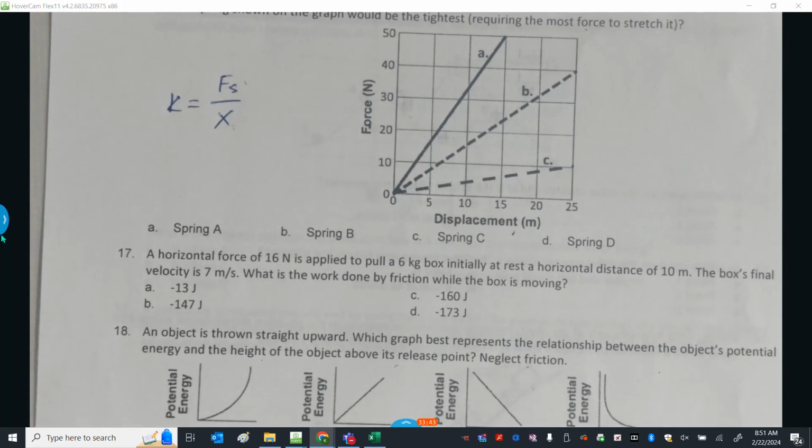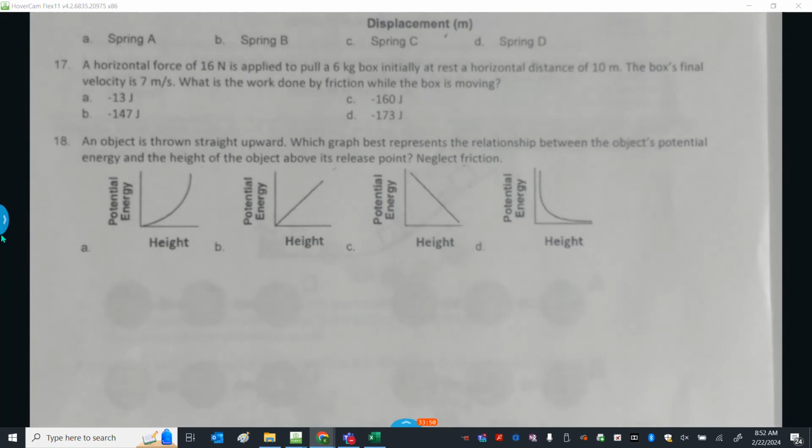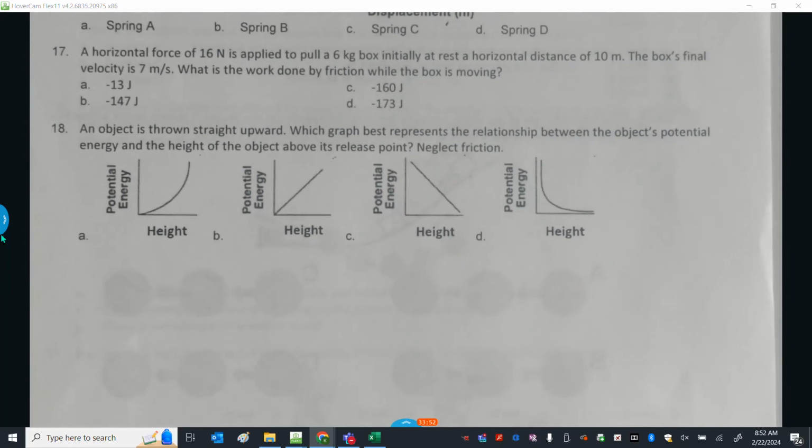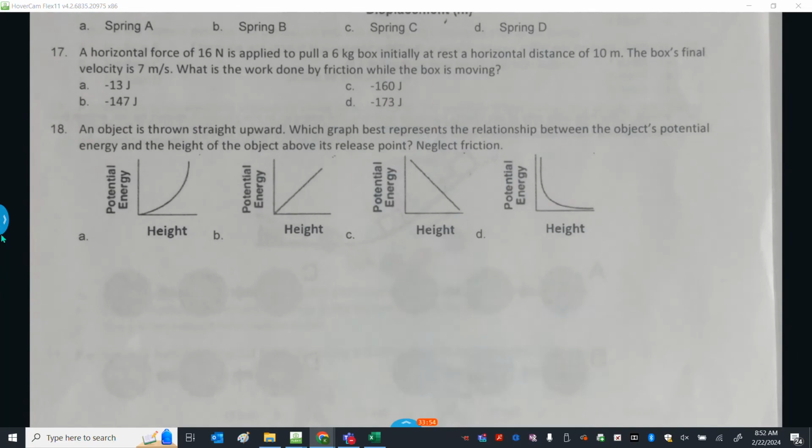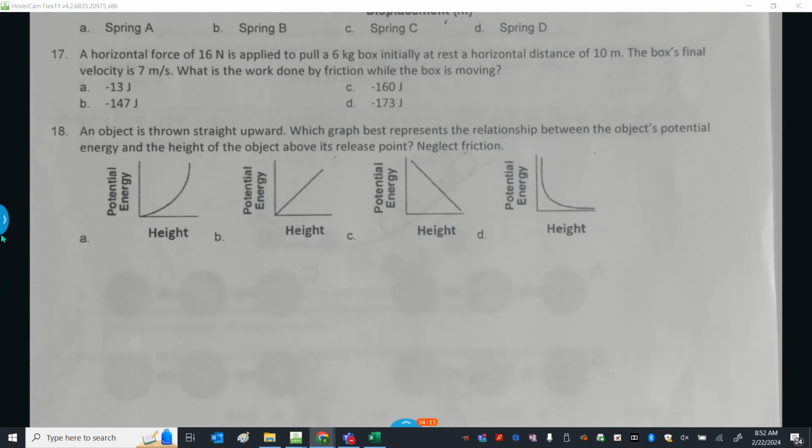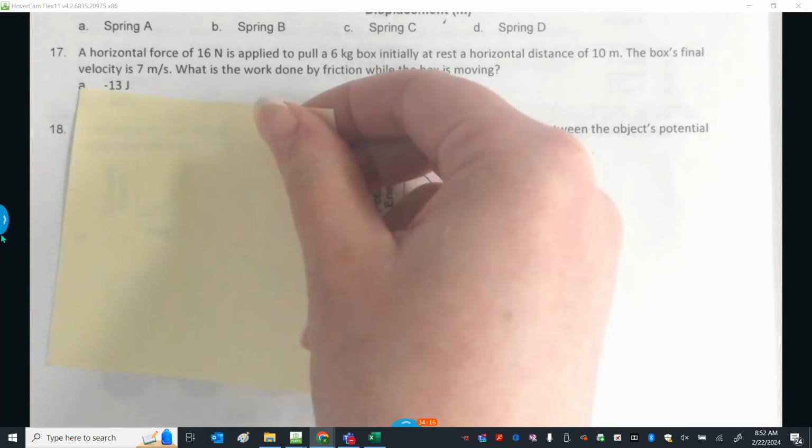Only one person missed that. Questions about number 16? All right, number 17. This was tied for your second most missed question, and it was also the most missed question in my last class. Number 17 says a horizontal force of 16 newtons is applied to pull a 6 kilogram box initially at rest a horizontal distance of 10 meters. The box's final velocity is 7 meters per second. What is the work done by friction while the box is moving?